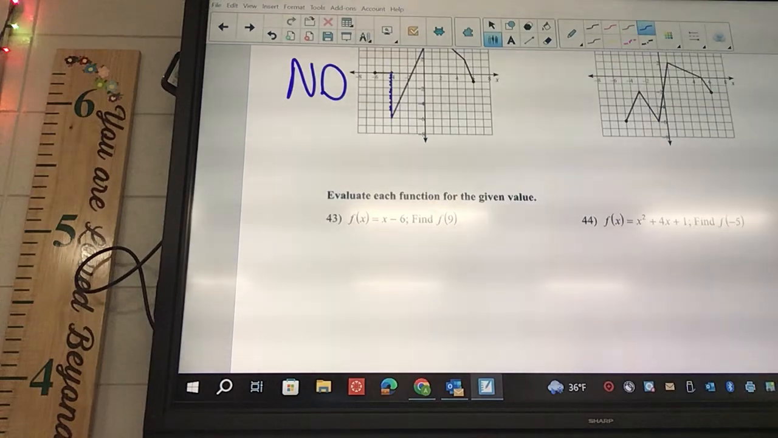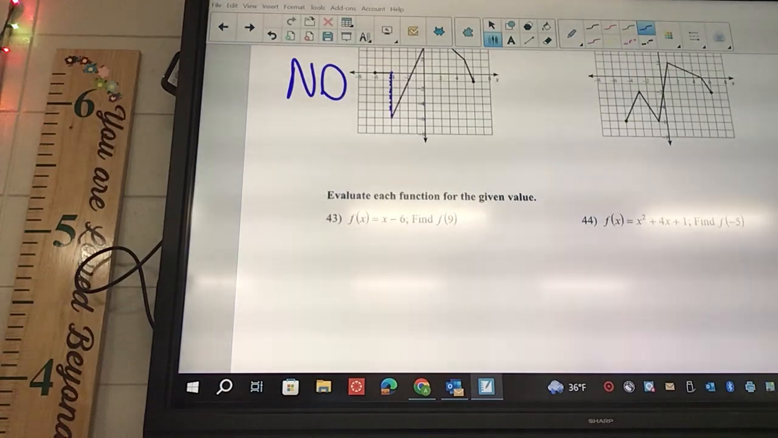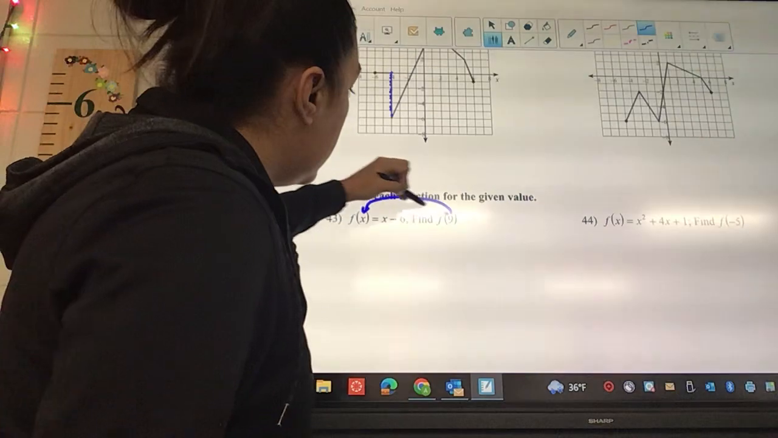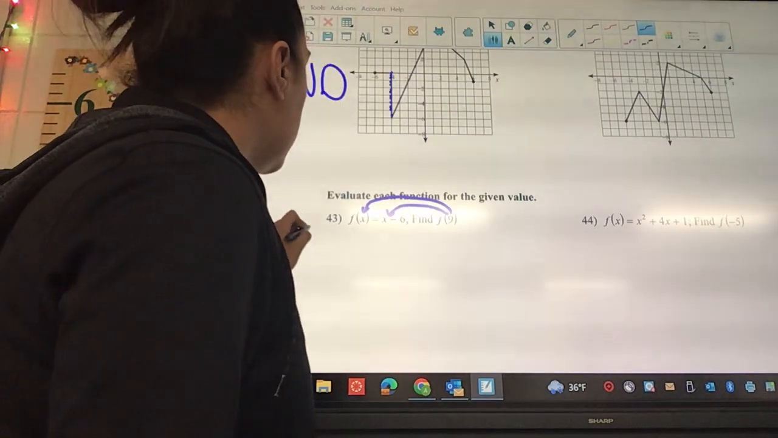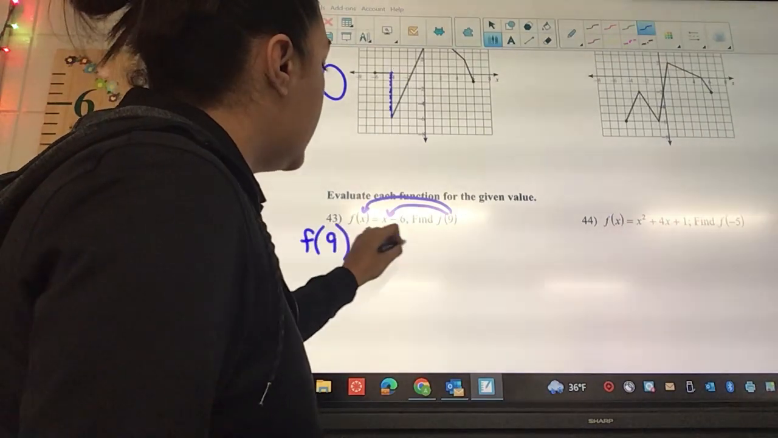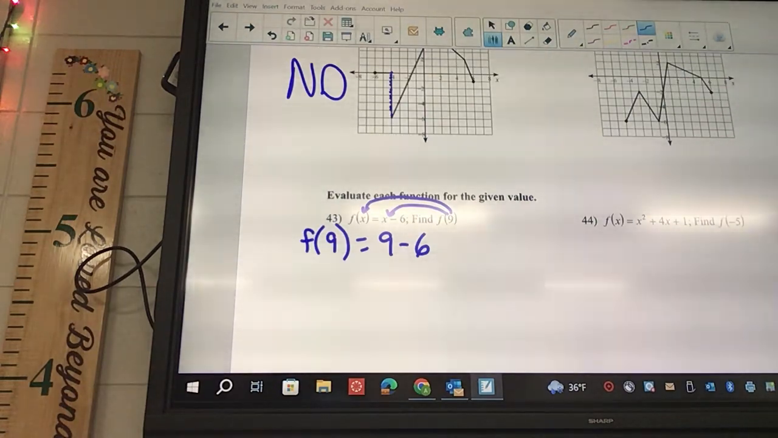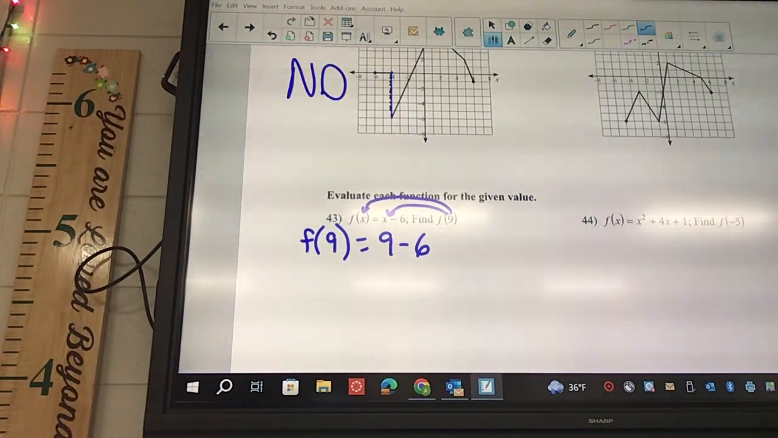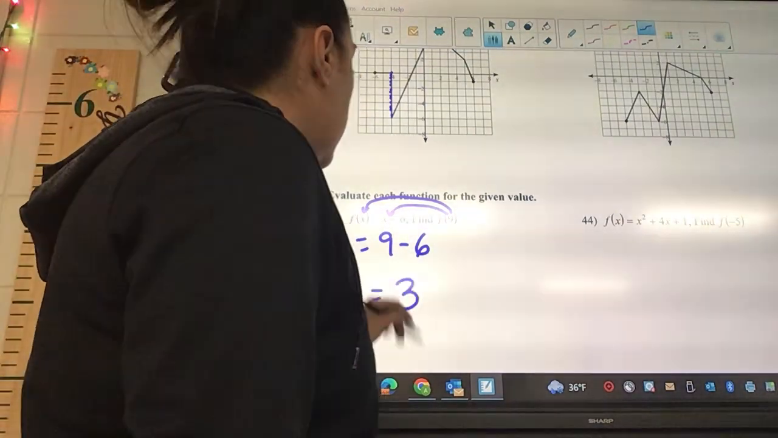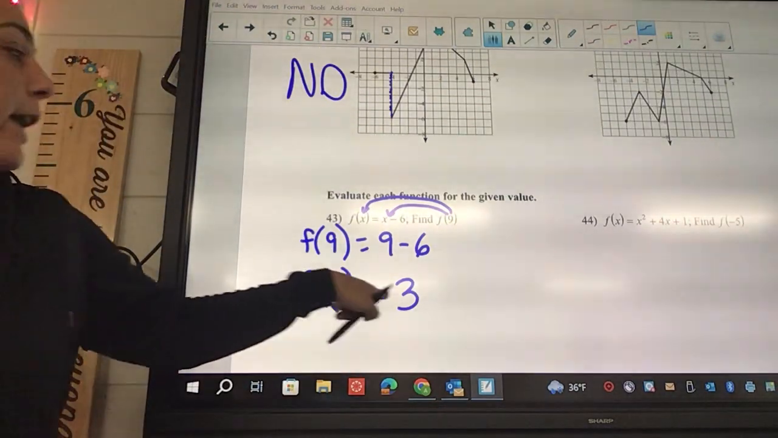Okay, 43 says they gave you the stuff and they want you to find f of 9. So everywhere that there's an x, we're going to be putting a 9. So it should look like this. There should be a 9 here and a 9 here. Write all this out. It's going to look like f of 9 equals 9 minus 6. Really, the only part that we're doing is the 9 minus 6. What is 9 minus 6? 3. All this is saying is when I plug in 9, I get 3.